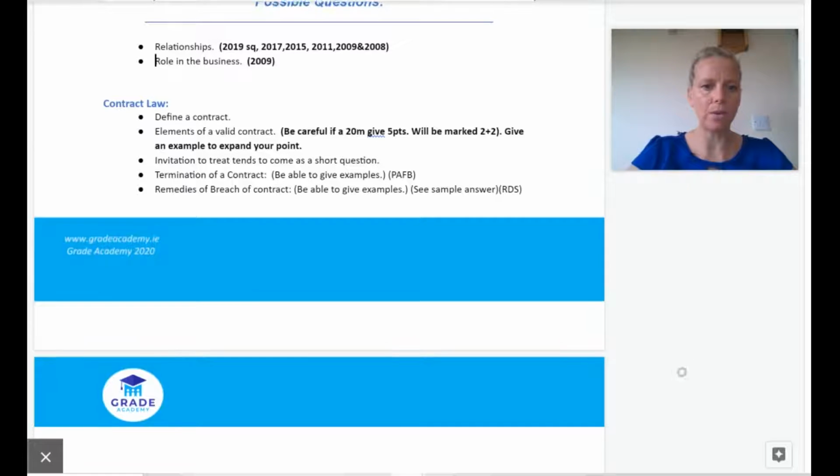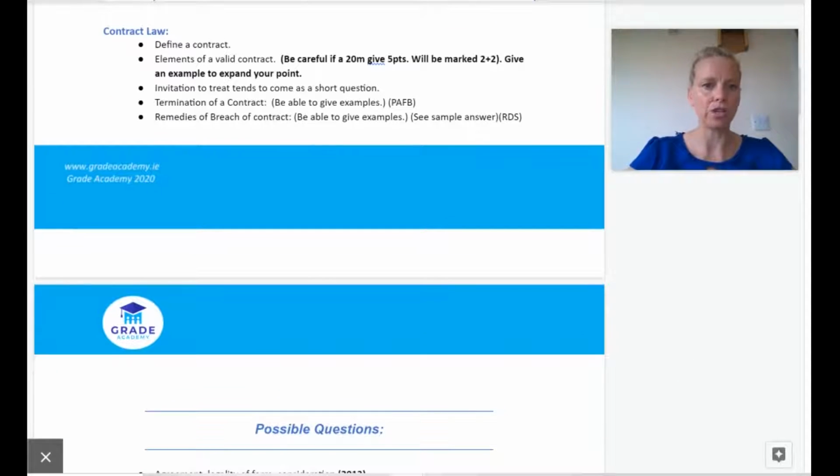So that's generally what will feature in terms of your contract law. As I said, go down through each one of them, close the book, take it off. Can I define what a contract is? Can I give what the elements of a valid contract are? My invitation to treat, can I explain that and can I give an example of that, and so on. It's a really effective tool, because if you can do all of those, then that's this section covered, and you know this section.